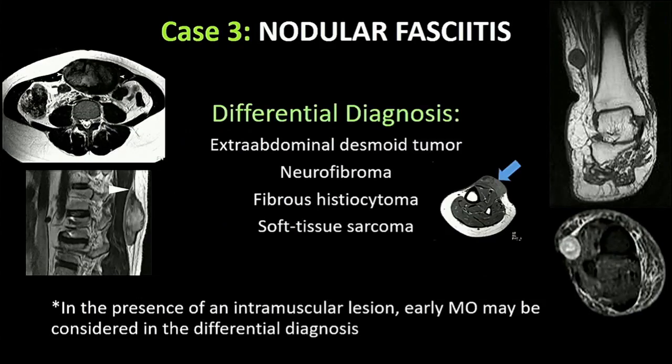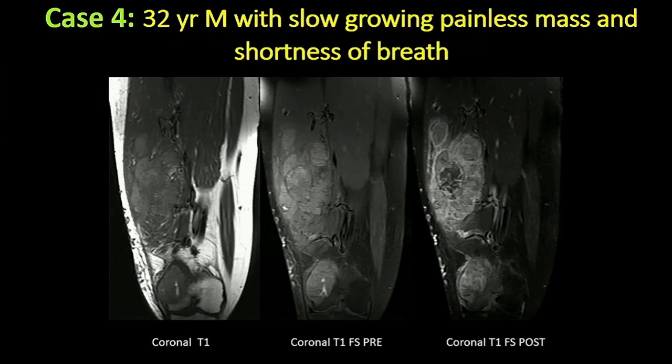And just to show you some of the other entities that are fibrous-like lesions, this is an extra-abdominal desmoid tumor. Here we see a neurofibroma with the typical fibrous central target sign on the T1 and other images, and we can also see soft tissue sarcoma. So in the presence of an intramuscular lesion, early myositis may be considered in the differential diagnosis.